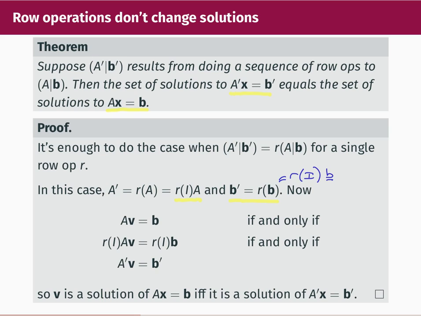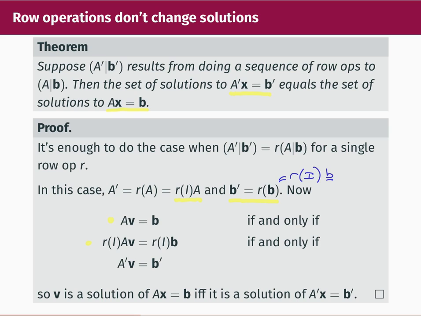Well now, let's look at the condition for a vector v to be a solution of the original matrix equation. So by definition, v is a solution if and only if Av is equal to b. That's what it means for v to be a solution of the original matrix equation Ax equals b. But that's true if and only if R of I times A times v is equal to R of I times b. You can go from this line to the line below it by left multiplying by R of I, but you can go from the second line back to the first line by multiplying by the inverse of R of I. Remember, we showed that every elementary matrix was invertible.